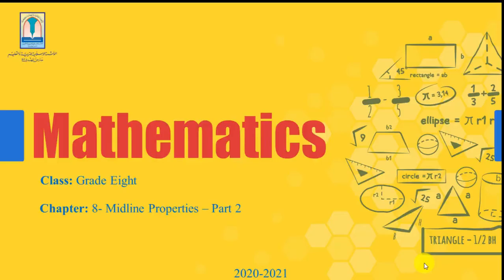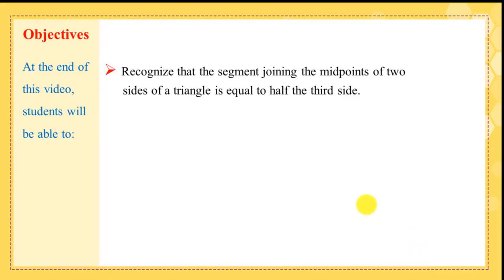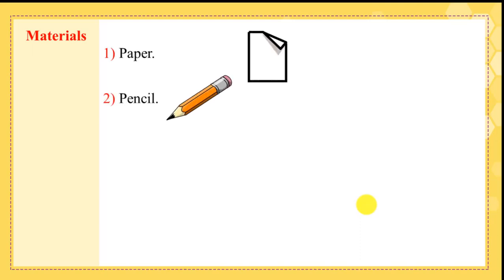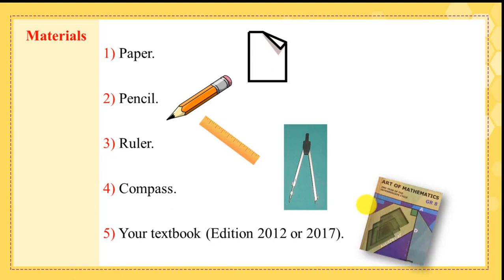Midline Properties Part 2. At the end of this video, students will be able to recognize that the segment joining the midpoints of two sides of a triangle is equal to half the third side. Materials: paper, pencil, ruler, compass, and your textbook edition 2012 or 2017.